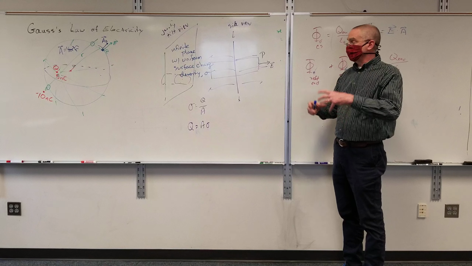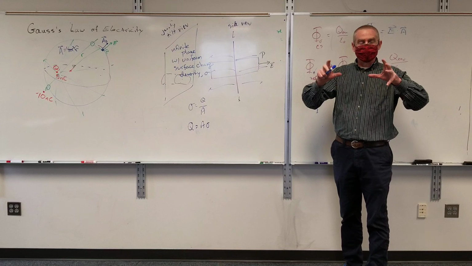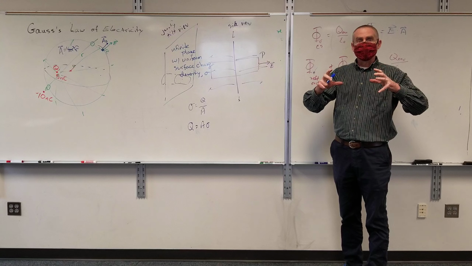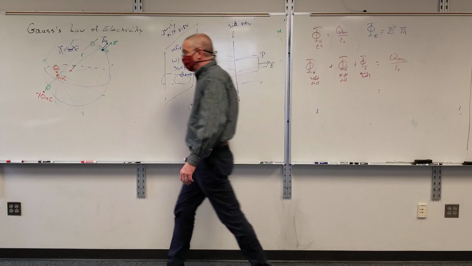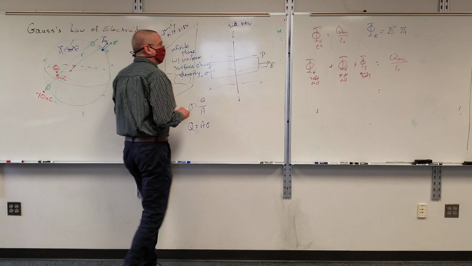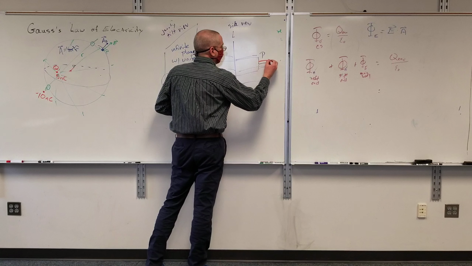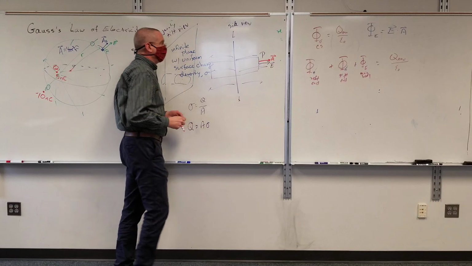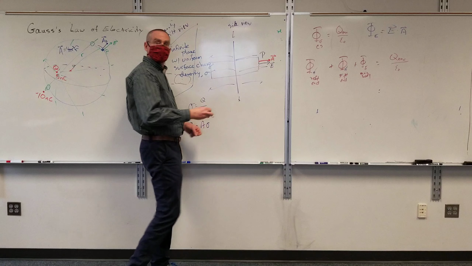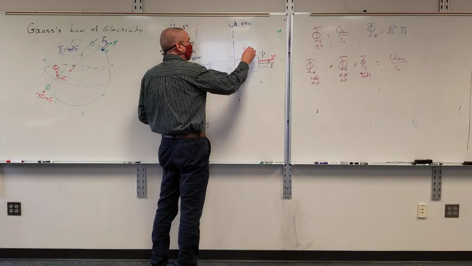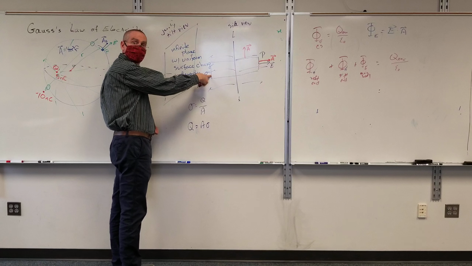Since this is a closed surface, even though it's virtual, it's still a closed surface, so the area vector has to be pointing toward the outside, and it's perpendicular. What about the top part of this central one? And what about over here? Let's go to the left.